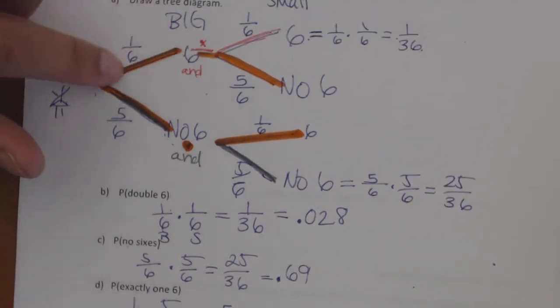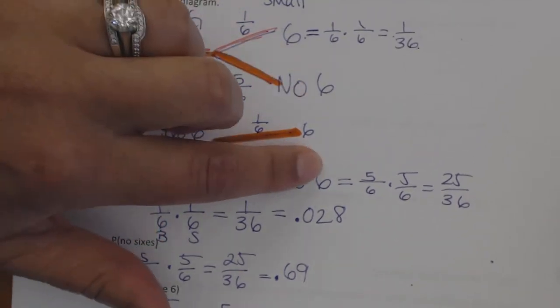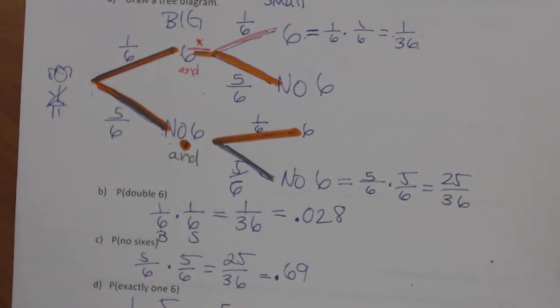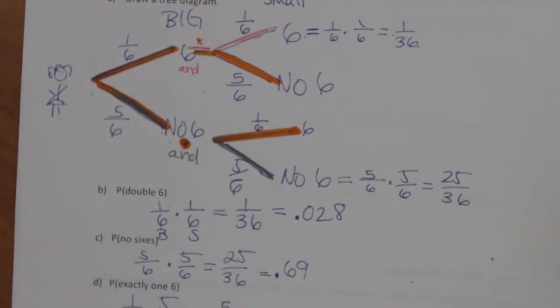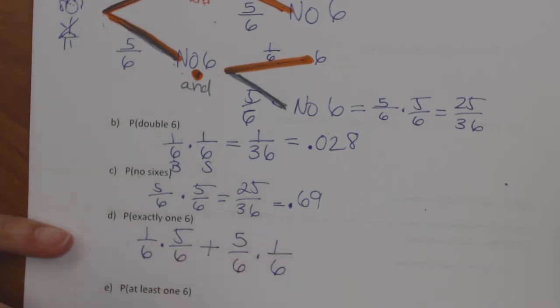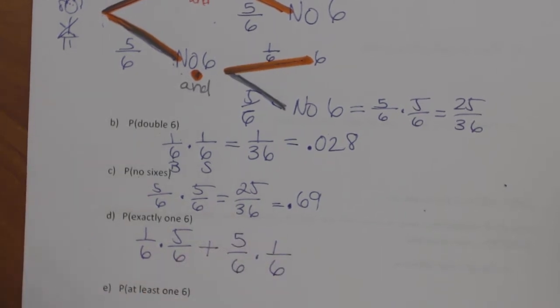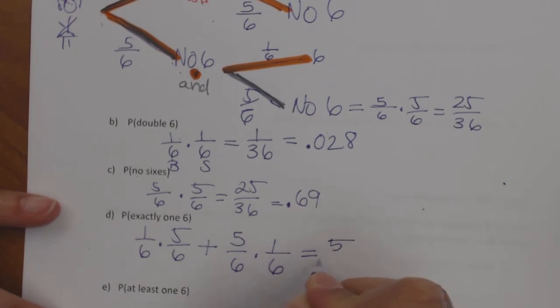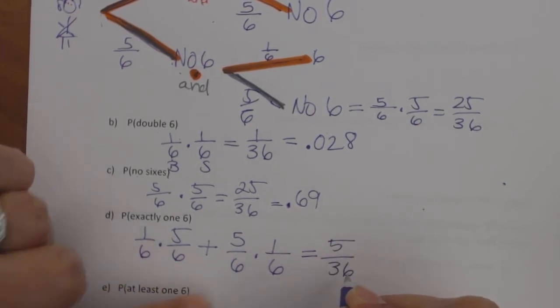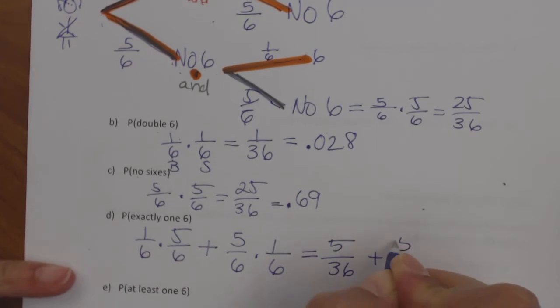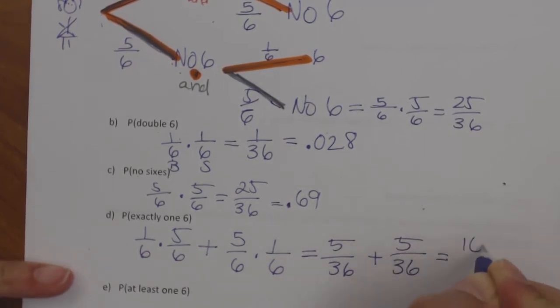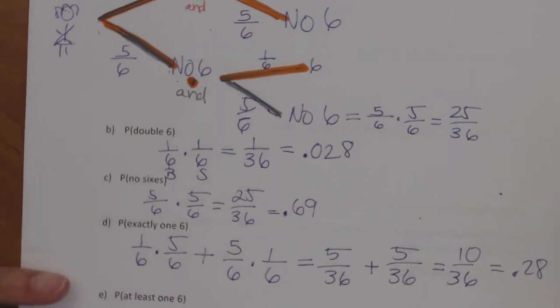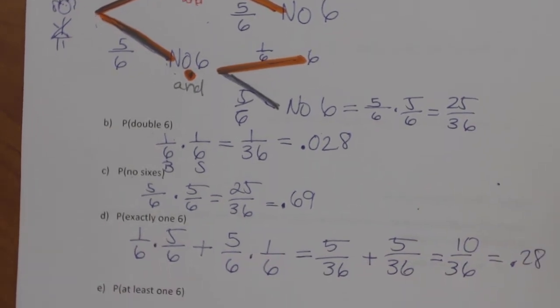Now, if you're jumping from one pathway to another pathway, we're doing an OR. When we do OR, we have two different paths to choose from. Therefore, we are going to add. When you have two paths, you add those two probabilities together. It's even better. So here we go. 1 times 5 is going to be 5. 6 times 6 is 36. These have common denominators, which makes it really nice. Again, 5 times 1 is 5, over 36. So this is going to be 10 out of 36, and that reduces to about 0.28. So that's the probability of exactly one 6.